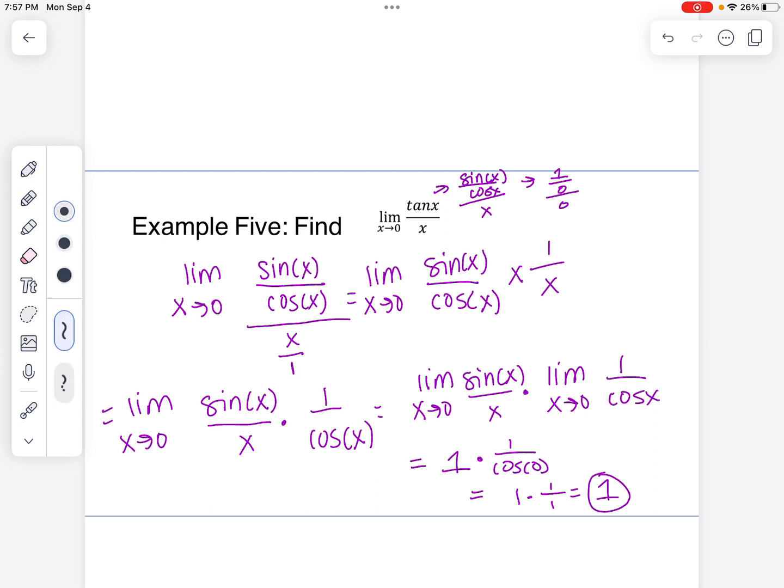And sorry, up here, the problem was that this was 0 over 1. So this part up here, I said it wrong, but you're still dividing by 0. You just, tangent of 0 is 0, not undefined. But the big idea is the answer here is 1.